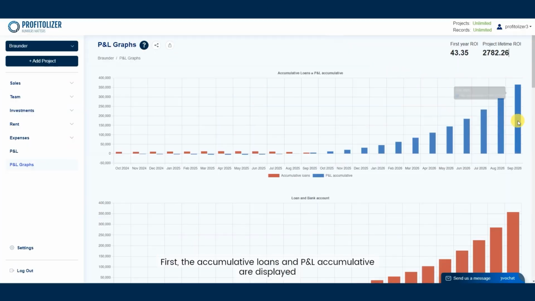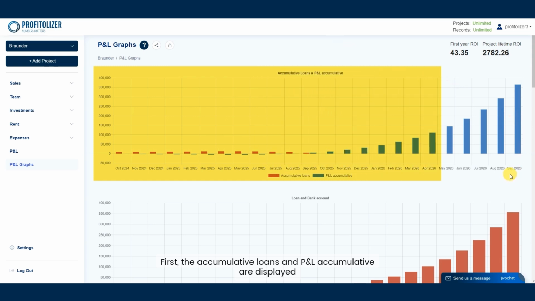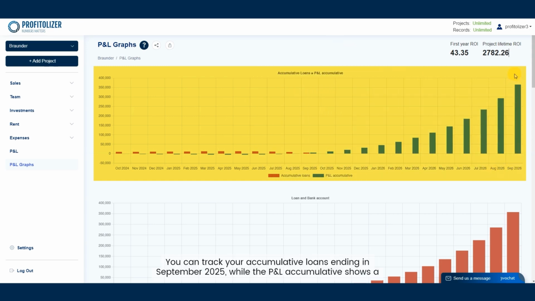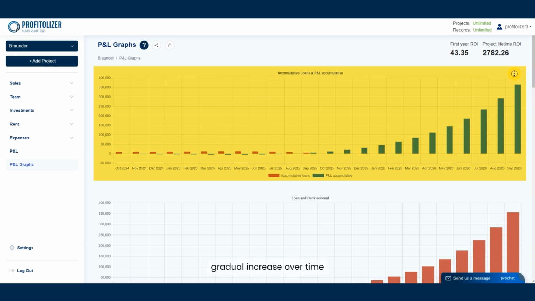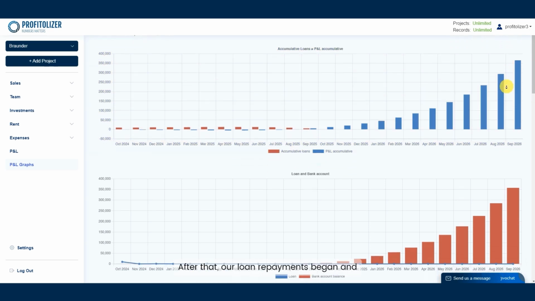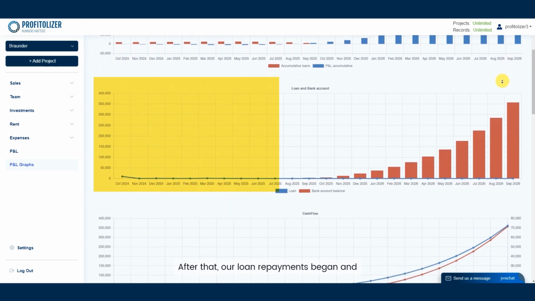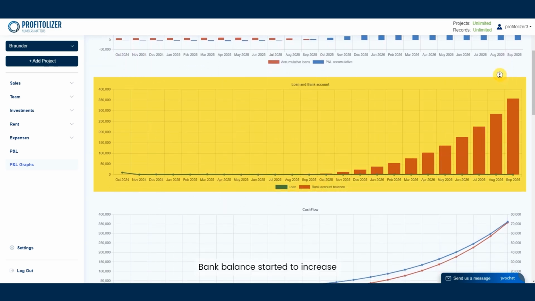First, the accumulative loans and P&L accumulative are displayed. You can track your accumulative loans ending in September 2025, while the P&L accumulative shows a gradual increase over time. After that, our loan repayments began and the bank balance started to increase.